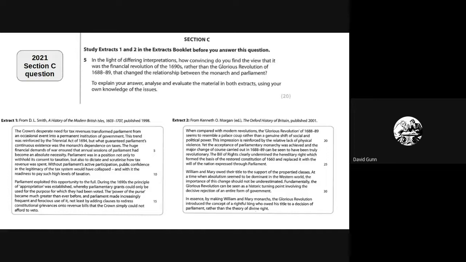But I would argue that there are counterpoints, aren't there, to the Bill of Rights. Historians have argued that actually it's not as significant as it's been made out to be. And I think it's hard to question the idea that the monarch now relied heavily on Parliament for finance, and that shifted the balance of power. Parliament used that as leverage.